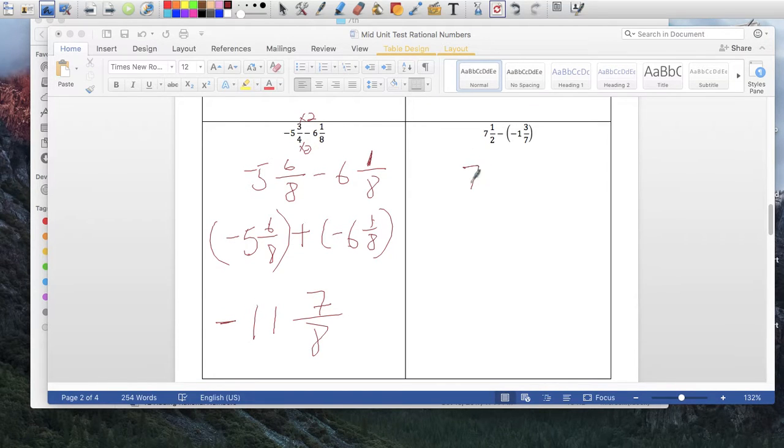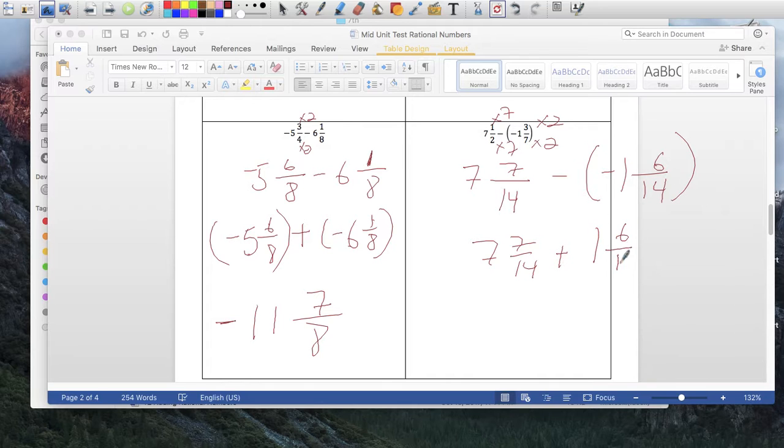Same thing here. The LCM is 14, minus negative 1 over 14. So times 2 gives me 14, times 2 gives me 6, times 7, times 7. Keep stays the same, plus, and this is going to change to 1 over 14. It was negative, now it's positive. Let's add. 7 plus 1 is 8. 7 plus 6 is 13 over 14. Final answer.